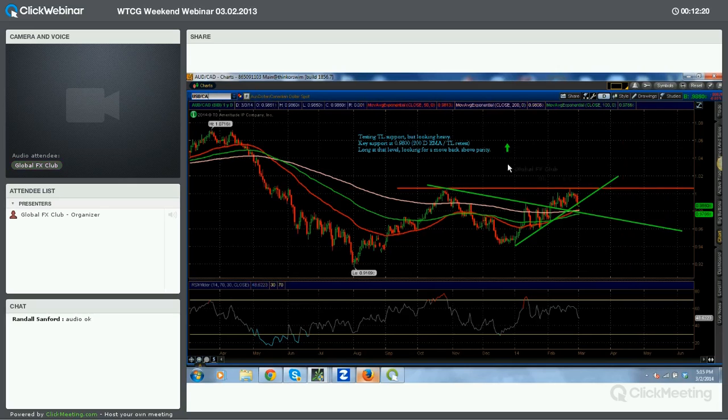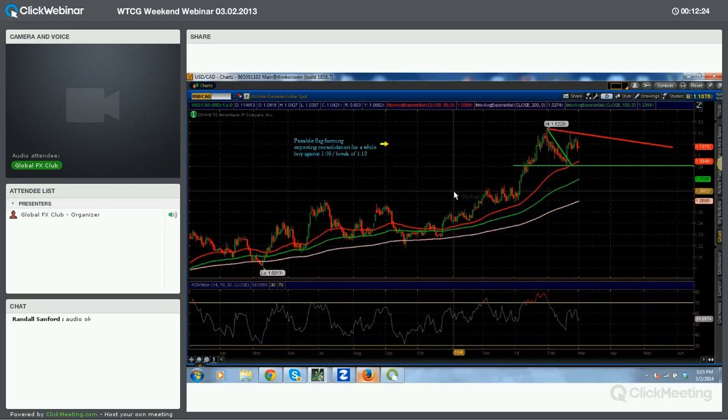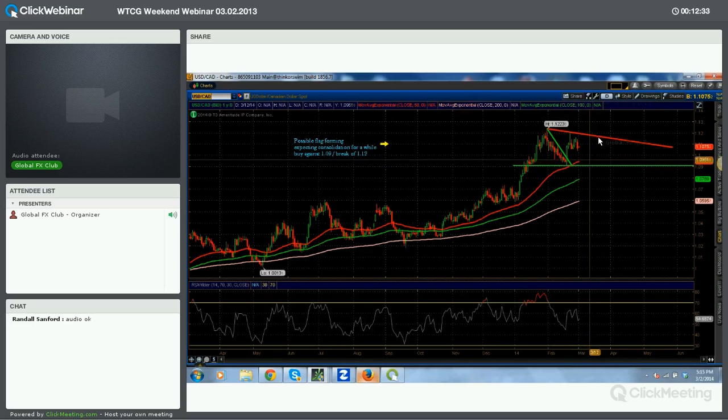Dollar CAD, you can see my notes, possible flag. I'm not looking for anything exciting here in dollar CAD. I'm expecting to see it consolidate for a while. I'd buy it down near 109, and I'd buy a break above 112. No short setups on dollar CAD for me. I think those are all the ones that I had notes for.